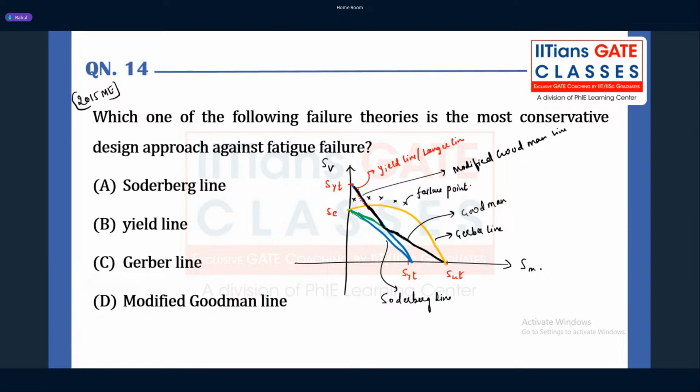Among all the graphs, the Soderberg line is very, very far away from the failure points. That means it is one of the safest designs.